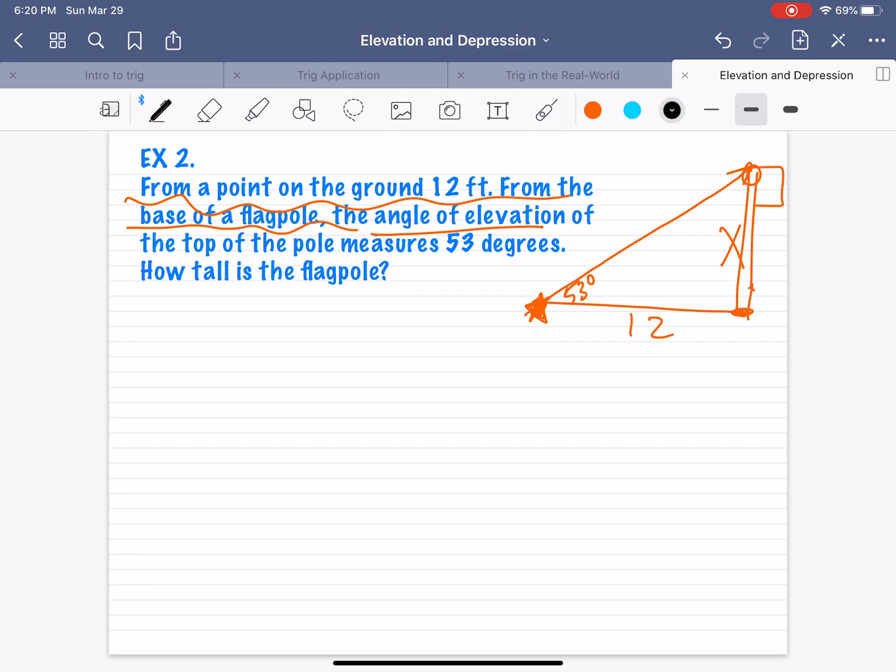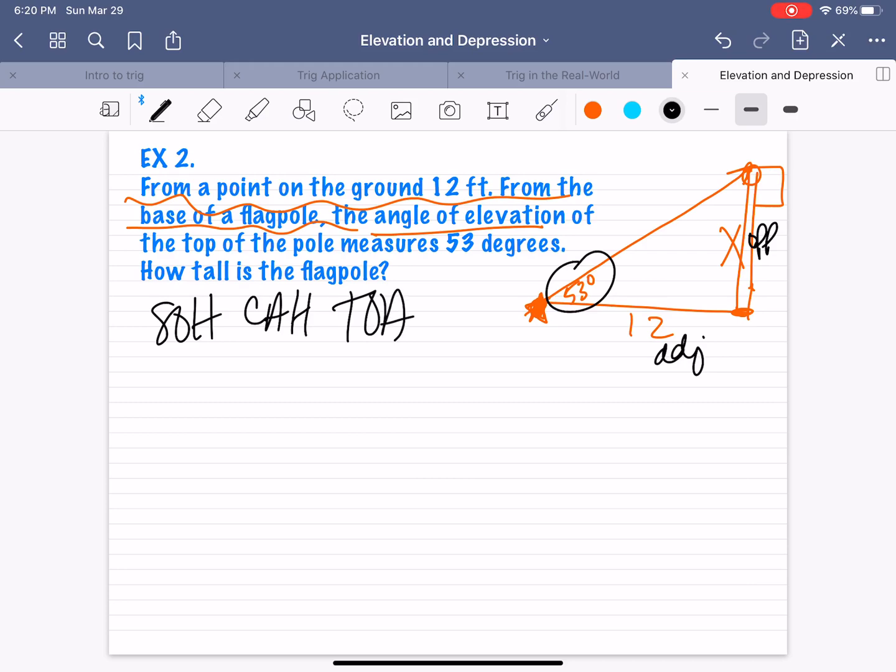So let's label the picture. Using this angle, this is your opposite, and this is the adjacent. So using SOHCAHTOA, you're given the opposite and the adjacent. Therefore, we're going to use tangent.